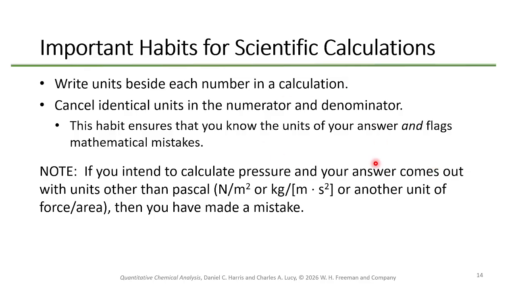You're going to then cancel identical units in the numerator and denominator because they cancel out. This habit is going to ensure you know the units of your answer. It also flags if you make any mistakes. You'll notice whenever I work things out, I always write all my units first, and I rarely fill in numbers until I need to. Because I have to erase less stuff if I just work the units out first, right? It's so much easier.